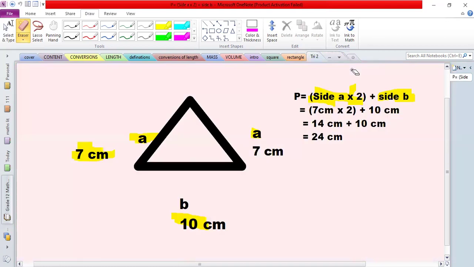Now is the third time I'm mentioning it. This perimeter has two equal sides and one side which is not equal to the others. So it's side A times 2 plus side B.